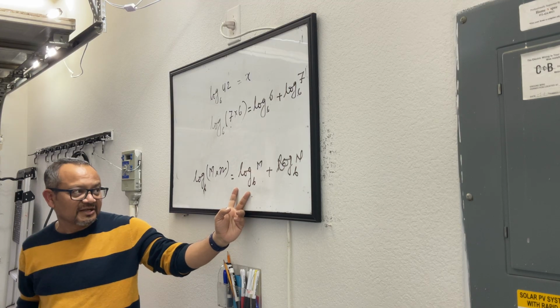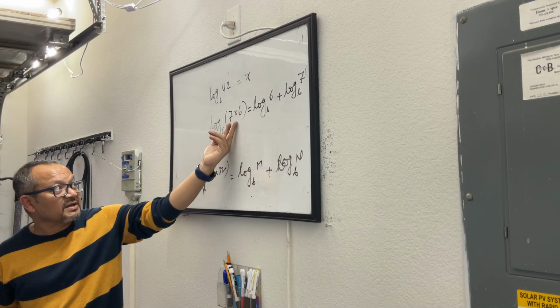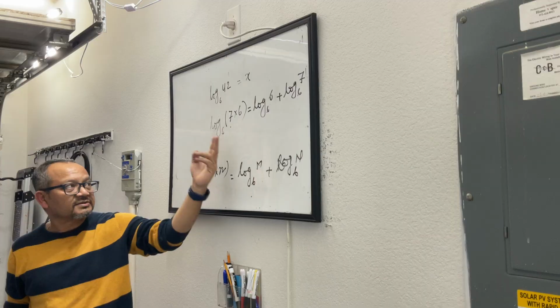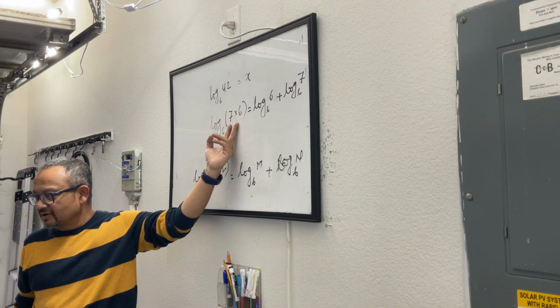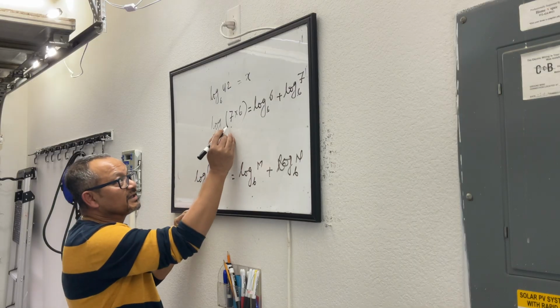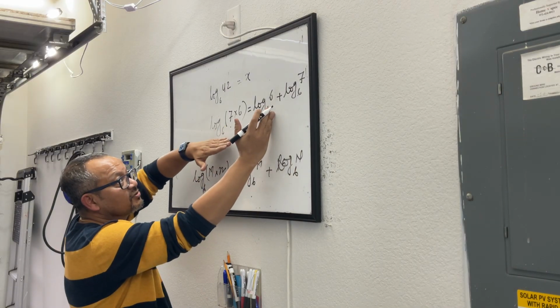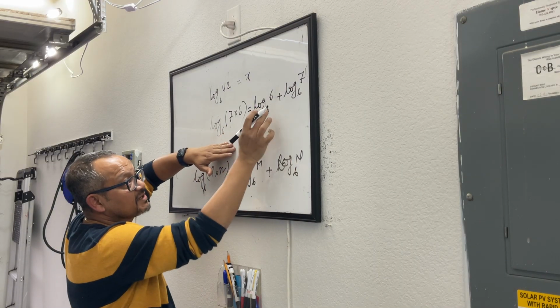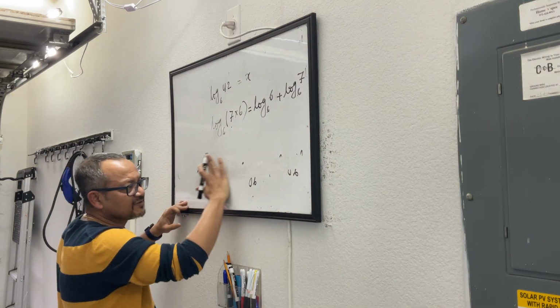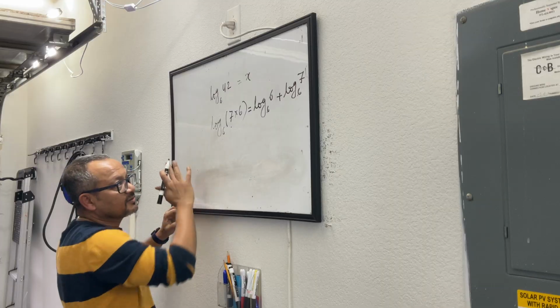So same thing here, I had multiplication of two numbers. 42 I can see is 7 times 6. So I can split this applying the first rule of log as log of 6 base 6 plus log of 7 base 6. At least I have something better than having nothing.